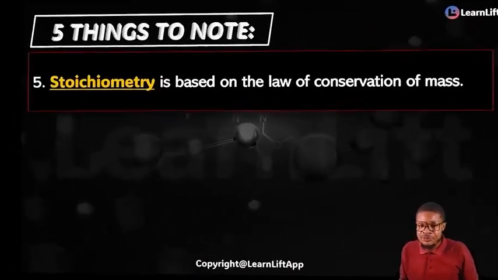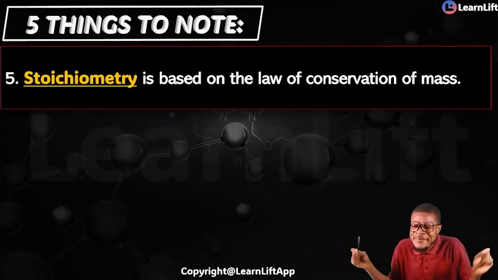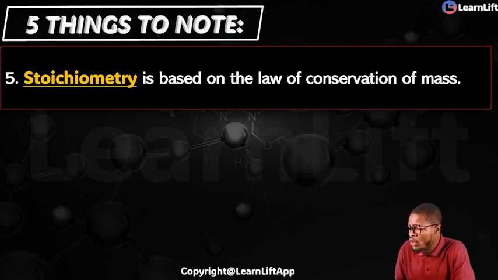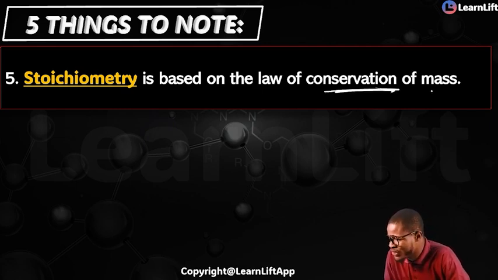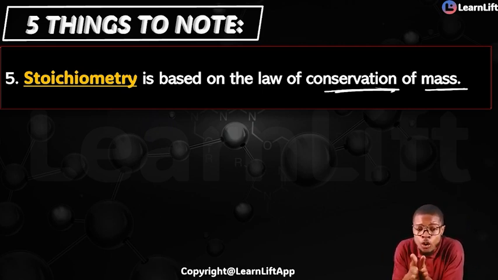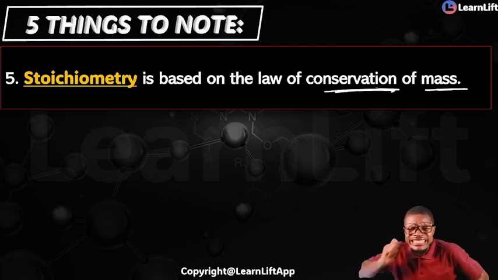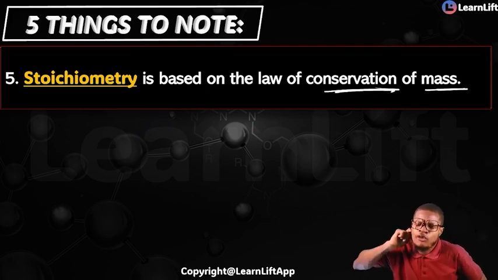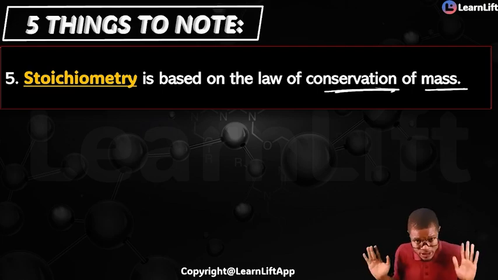If you get this very quickly, 5 things. What is number 5? Stoichiometry is based on the law of conservation of mass. We're going to treat stoichiometry on its own as we are moving. You'll get to the stoichiometry class very, very fast. Stoichiometry is based on the law of conservation of what? Mass. Does it make sense now?